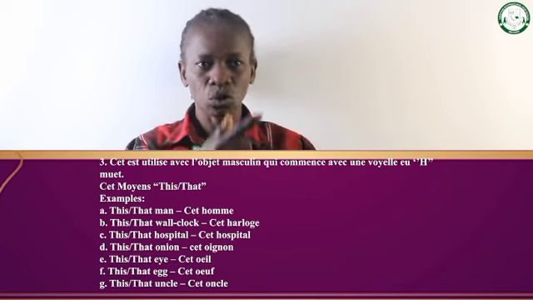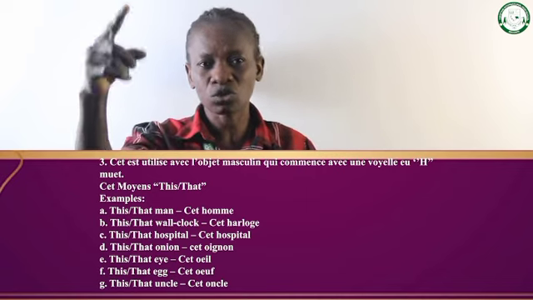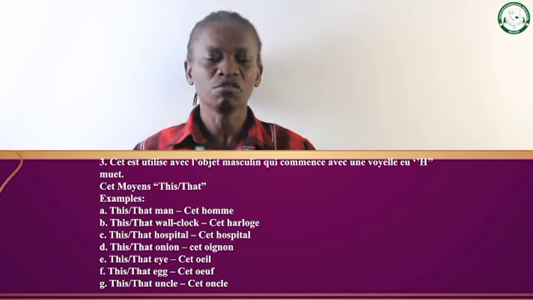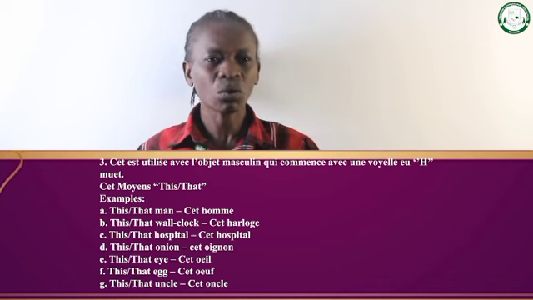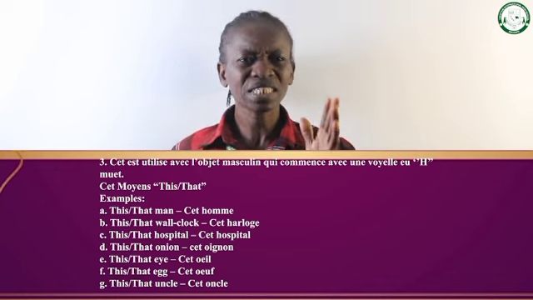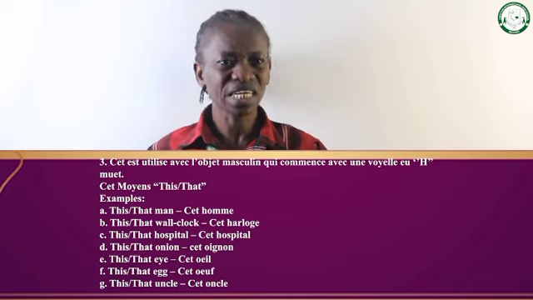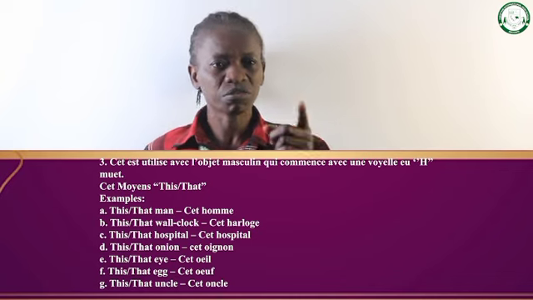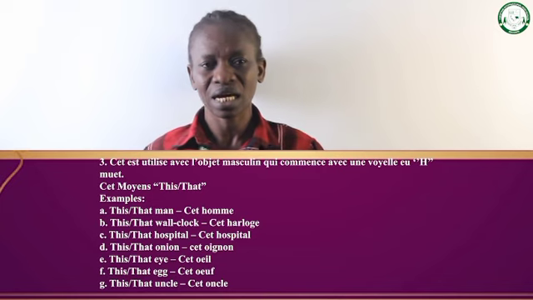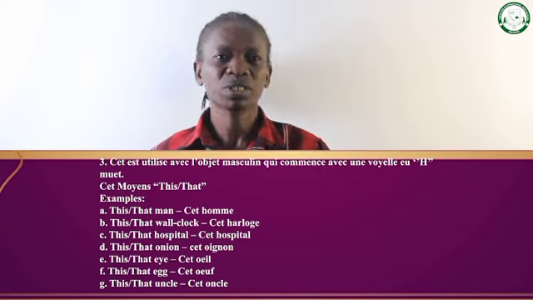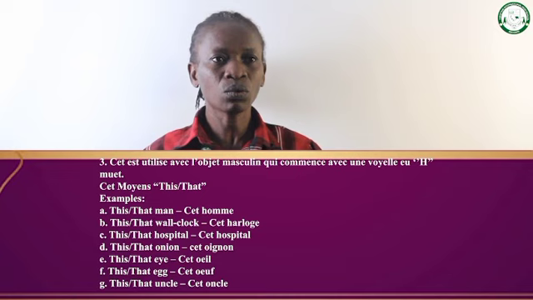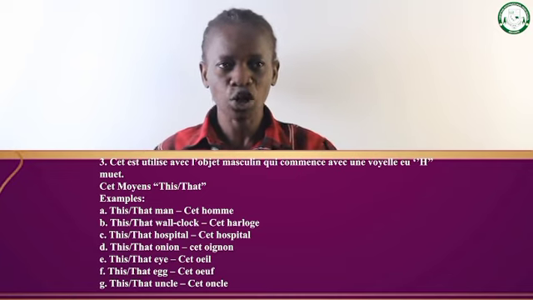Likewise in number 2, cet horloge. T is linked to that O also, pronounced as O in French. Likewise in number 3, this or that hospital. In French, we call it cet hôpital. Can you see?